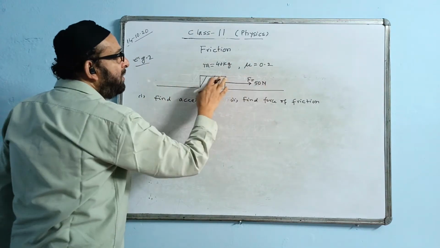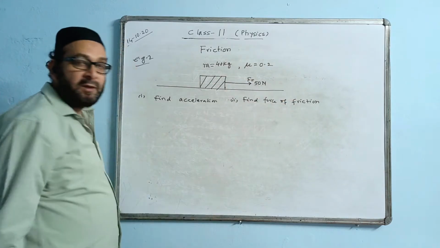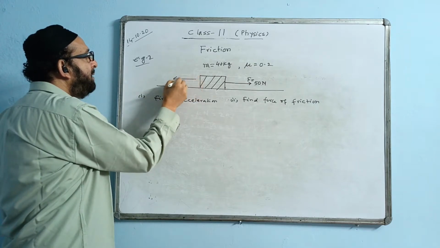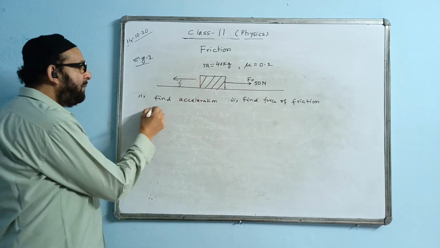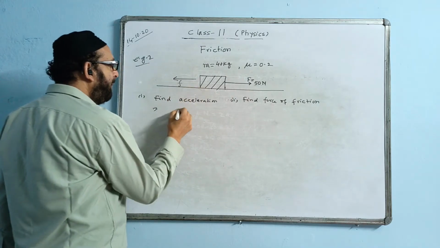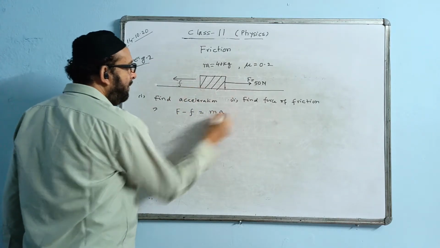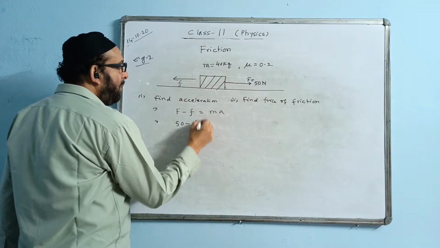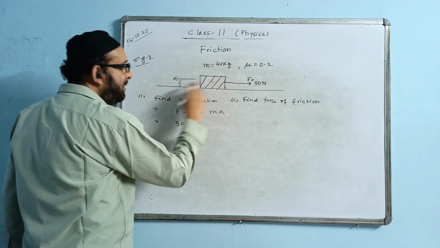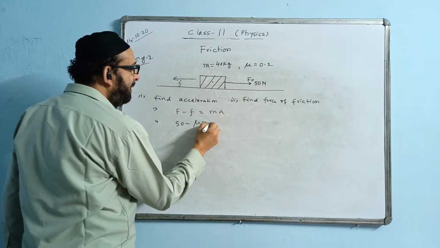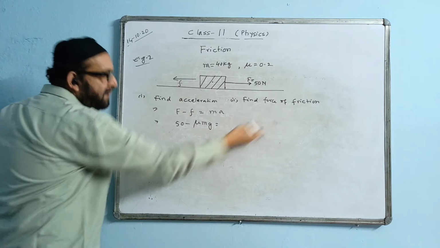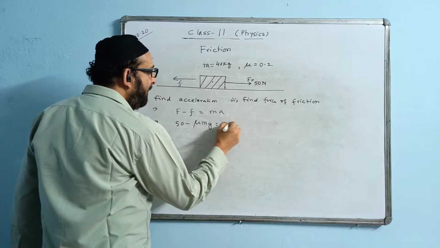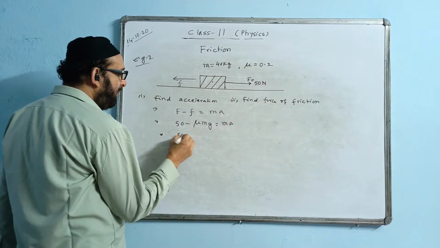So when you pull it this way, the body is expected to move this side, in the direction of the force applied. Then this friction f is expected to act in this direction. We will apply the same method here. We will write capital F minus f is equal to ma. Capital F is 50. For f we will write mu into N. Here this is a horizontal surface, so we can directly take N equal to mg. If the surface is inclined, we write N equal to mg cos theta. Just now write here mu mg, and here we write ma.